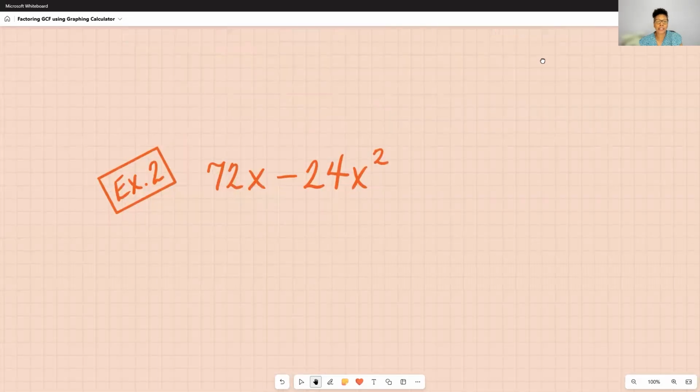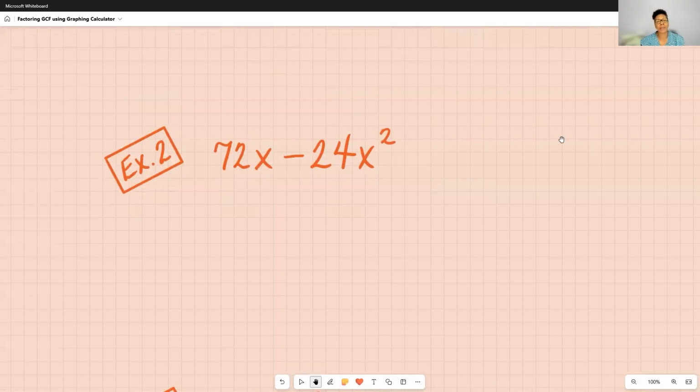So for the second example, before you do anything, make sure it's in standard form. And that includes taking the sign that's in front of the x squared. So I'm going to rewrite this, and then we will go and try to find our GCF. I'm working with 24 and 72. Like I said, if you put the negative sign, it may give you an error. So let's just try it just to see what happens.